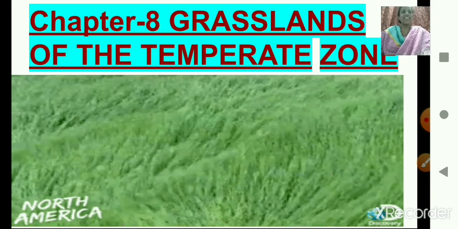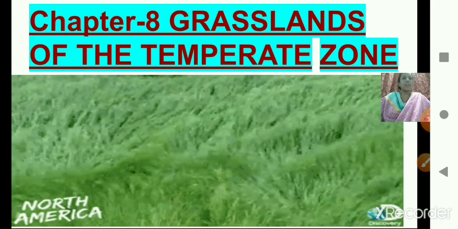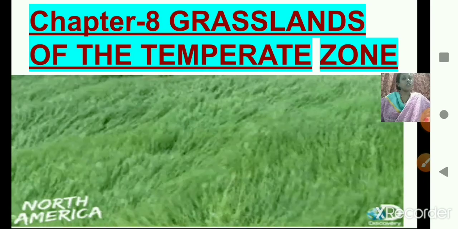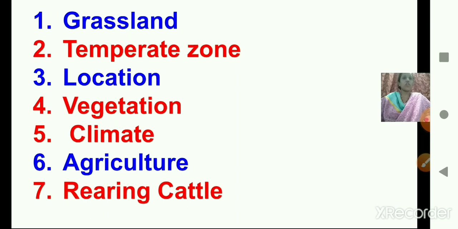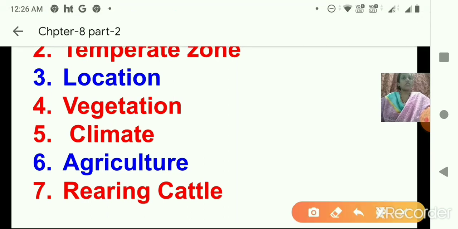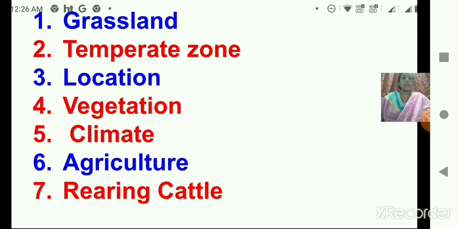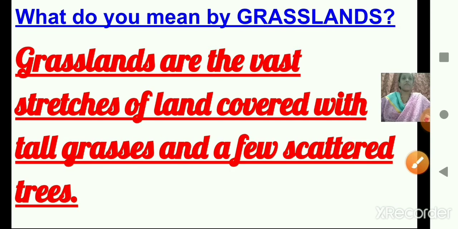Children, in our previous session, we had already started with chapter 8, Grasslands of the Temperate Zone. This is our part 2. We'll continue with the same chapter. Okay. So, let us see first of all what we studied in our previous class. We studied about grassland, temperate zone and location. Okay, so first of all we will have a quick recap of these topics.